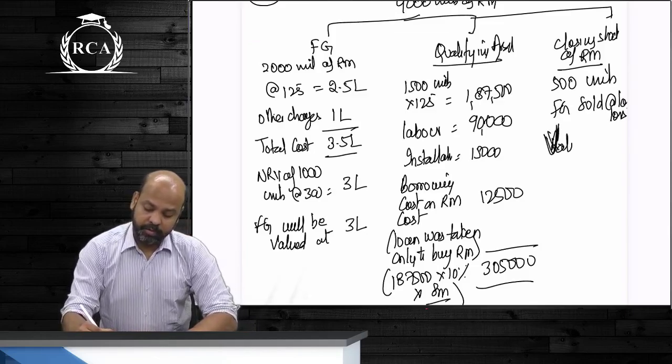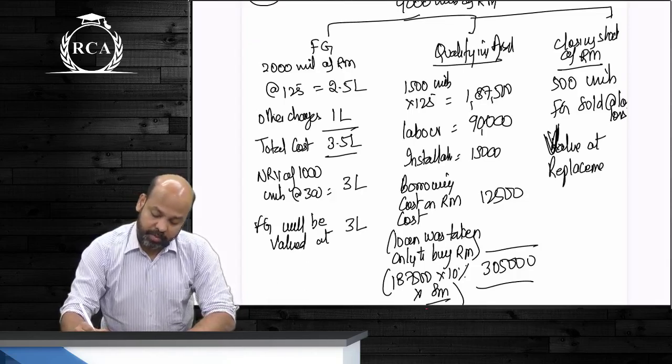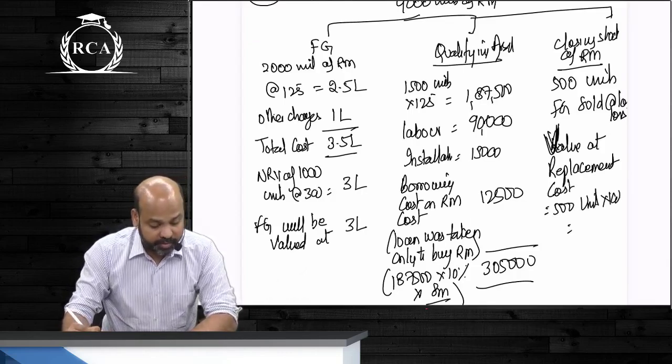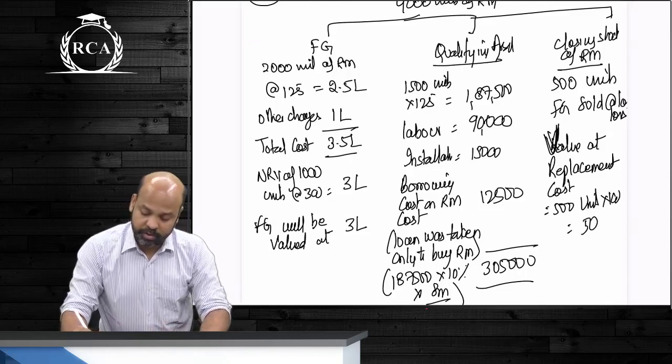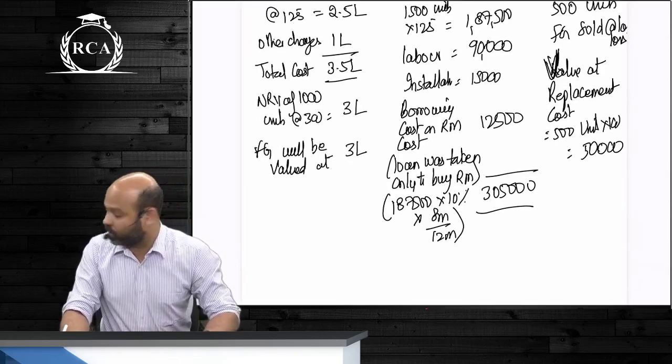Value at replacement cost. First sentence में देखो बेटा replacement cost कितना है? Value at replacement cost, that is 100. So 500 units beta into 100 rupees, 50,000. Look at the first bit, guys. Answer: closing stock of raw material will be valued at 50,000. Finished goods at 3 lakhs.